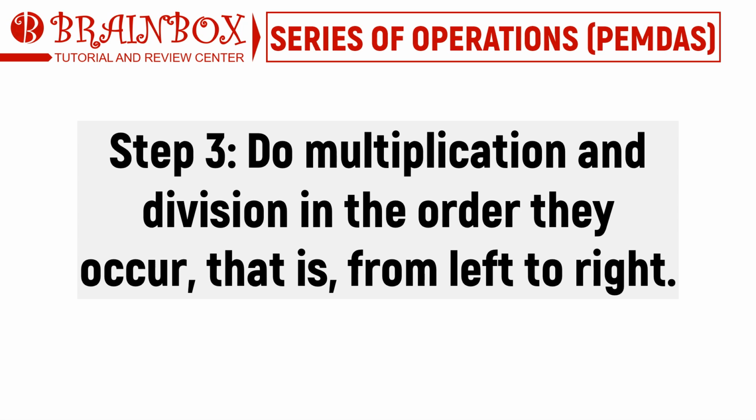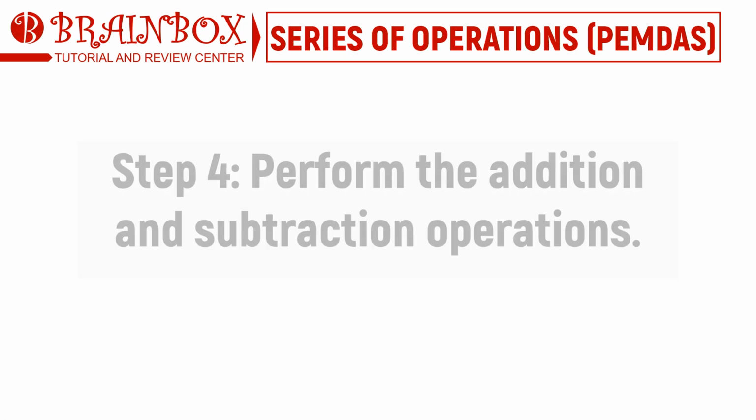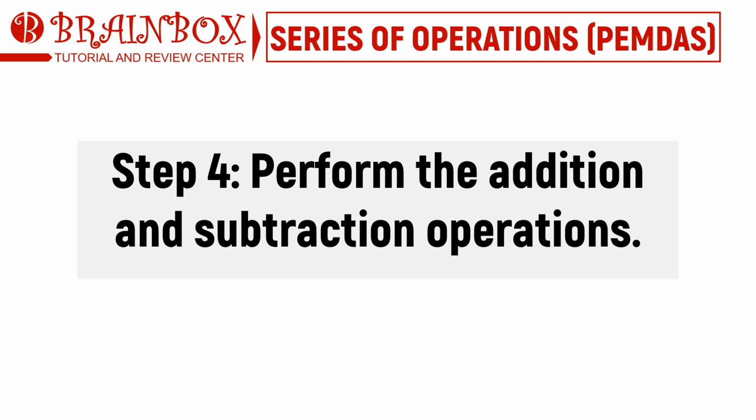When you are done with steps 1 and 2, you may now proceed with performing the operations of multiplication and division. The important rule here is that when two or more of these operations are present, the order they occur will be the basis of which will be performed first. Lastly, you may now proceed doing the addition and subtraction. Just like in step 3, these operations are done based on the order they occur.